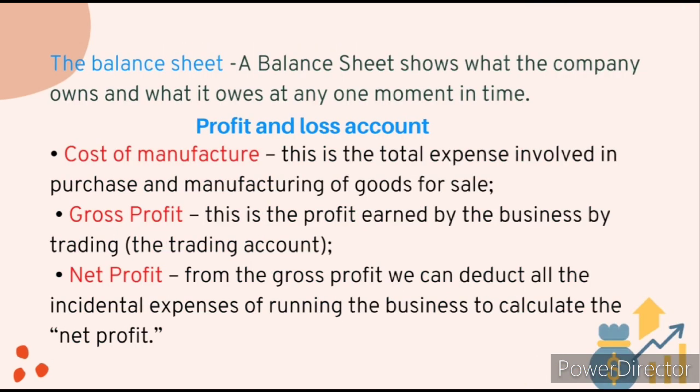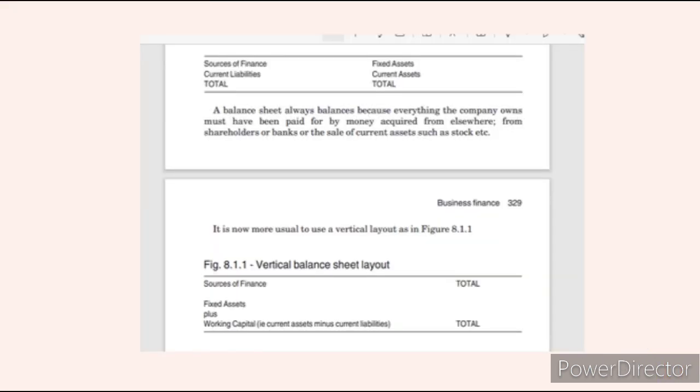A balance sheet always balances because everything the company owns must have been paid for by money acquired from elsewhere, from shareholders or a bank, or the sale of current assets such as stock. Figure 8.1.1, vertical balance sheet layout. Sources of finance: fixed assets plus working capital, or current assets minus current liabilities.